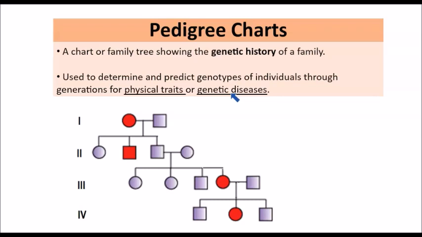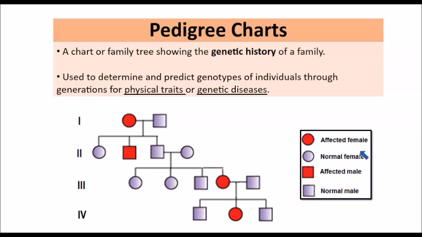So you can see particular patterns of inheritance throughout the generations. You can see the likelihood of a particular genetic disease being passed on through the generations. So it's very useful in that respect. In order to interpret a pedigree chart, you first need to understand what these symbols represent.